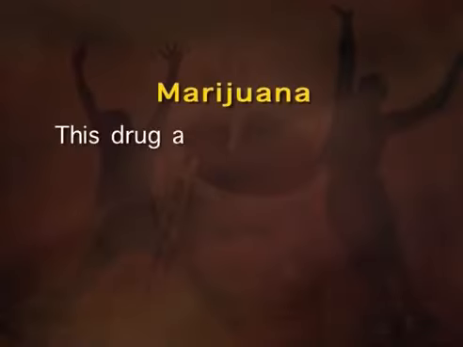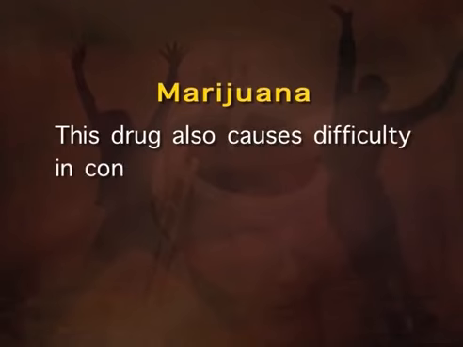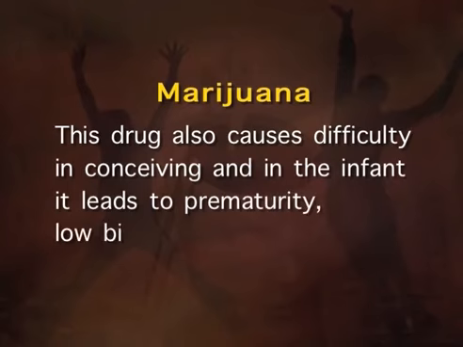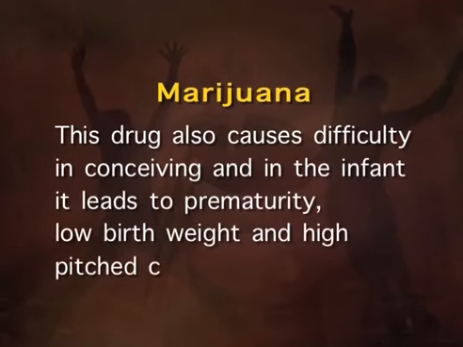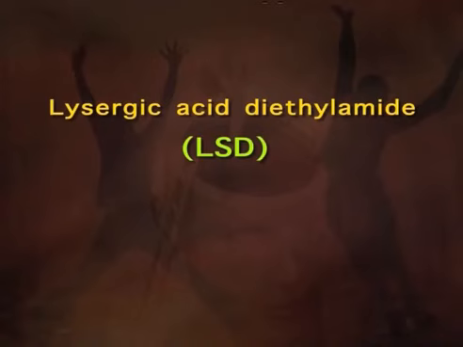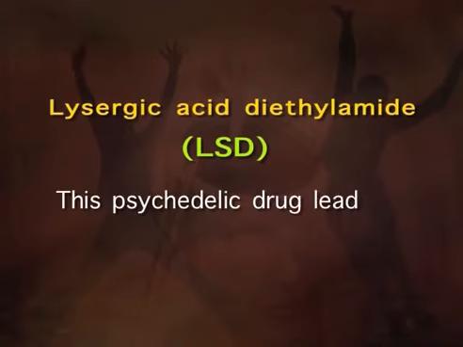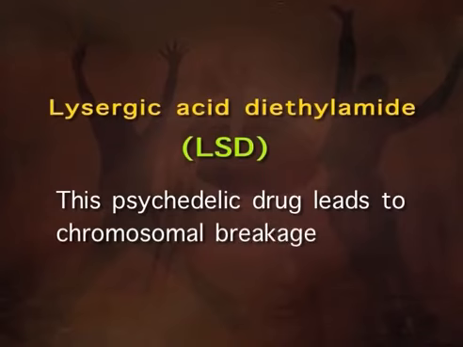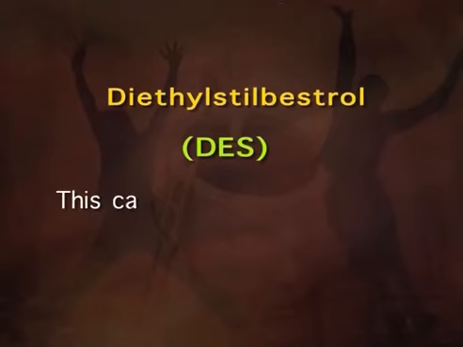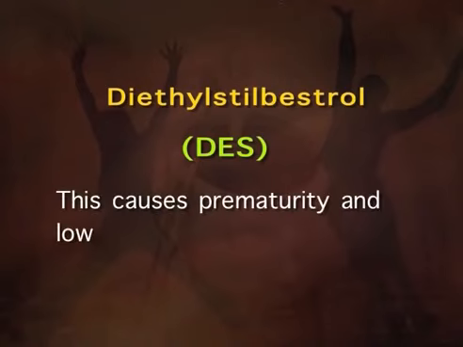Marijuana. This drug also causes difficulty in conceiving, and in the infant it leads to prematurity, low birth weight and high-pitched crying. Next, we have lysergic acid diethylamide or LSD. This psychedelic drug leads to chromosomal breakage. Then we have diethylstilbestrol or DES. This causes prematurity and low birth weight.